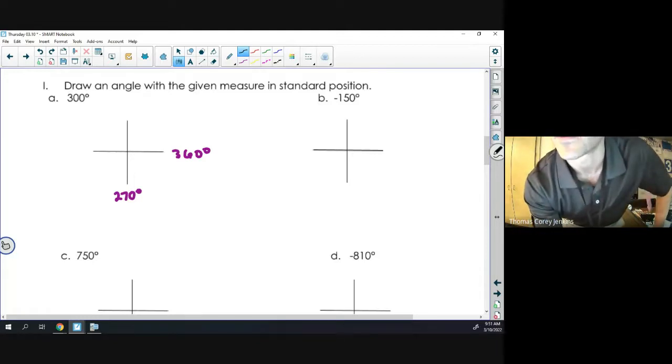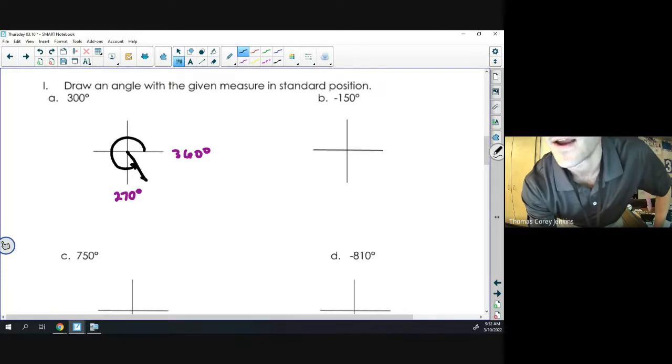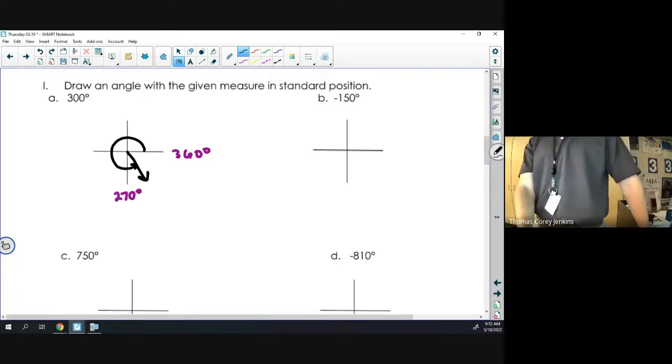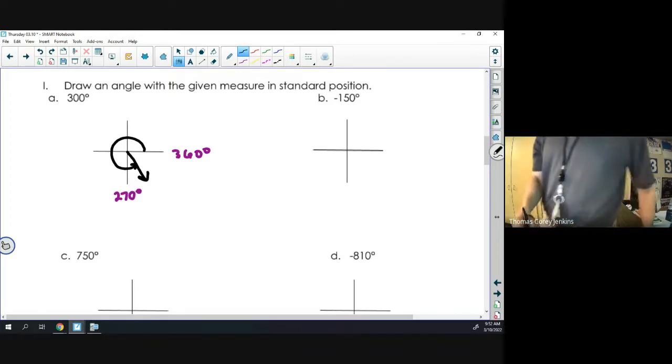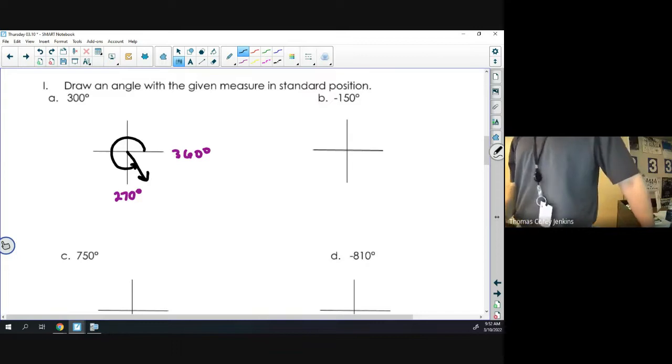Okay, so I want to just kind of keep going around and get about, you know, wherever you think 30 degrees past would be. And we'll just kind of draw our ray. So that would be 60 degrees shy of a full rotation, right? And that's how we can diagram that. Okay. All right. So on a negative one, example B, we're just going to go the other way.